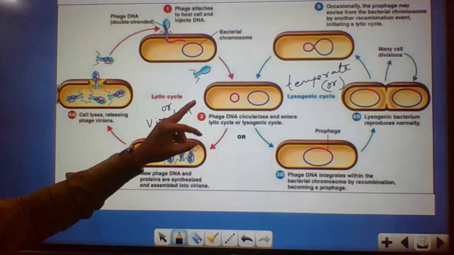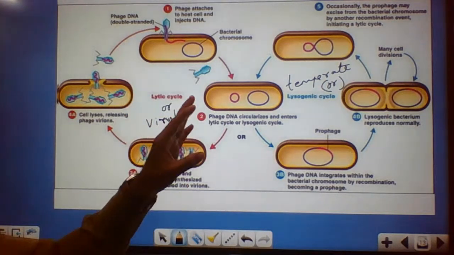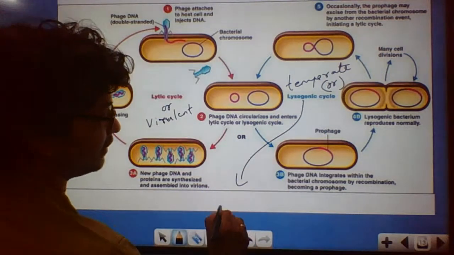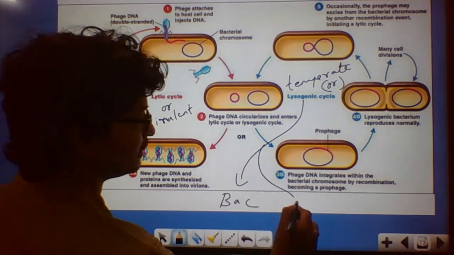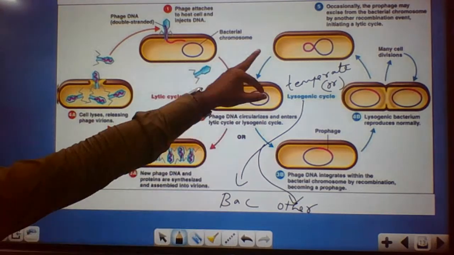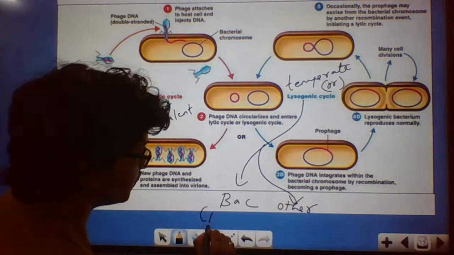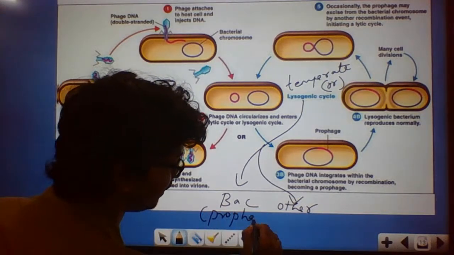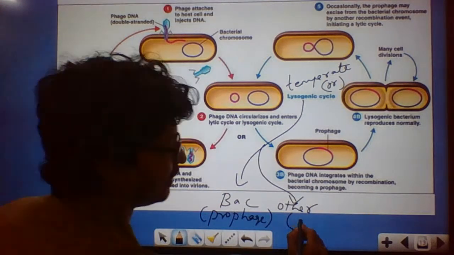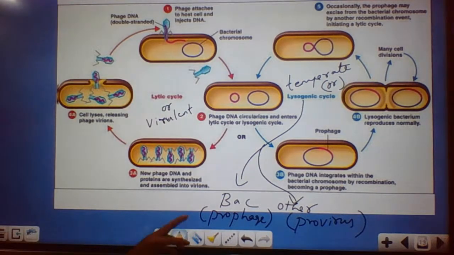This temperate cycle usually occurs in bacteria, but not only in bacteria. It also affects other groups, like animal cells and plant cells, you take any cells. If the viral DNA gets integrated into the bacteria, then we call it a prophage. If the same viral DNA infects a host other than bacteria, then we call it a provirus. So the prophage name you give only for what?